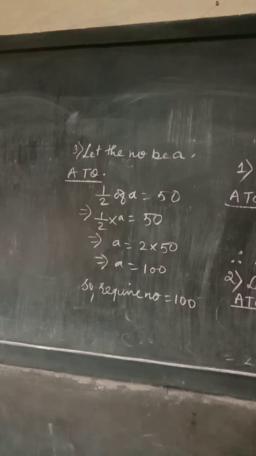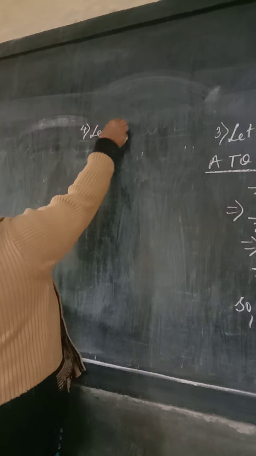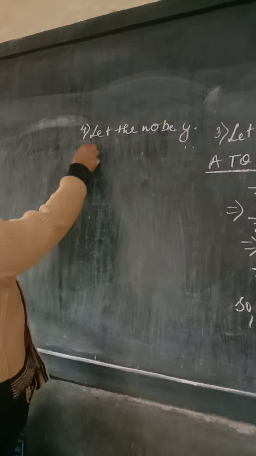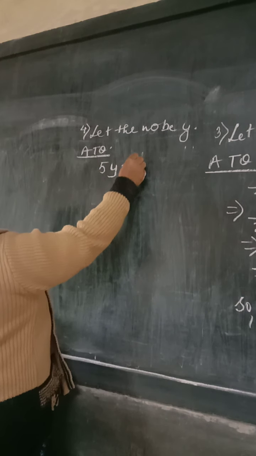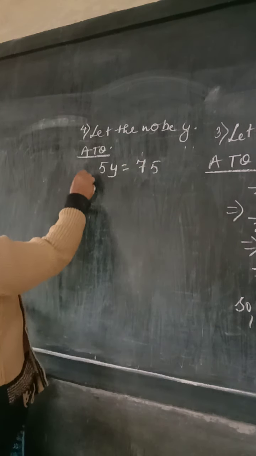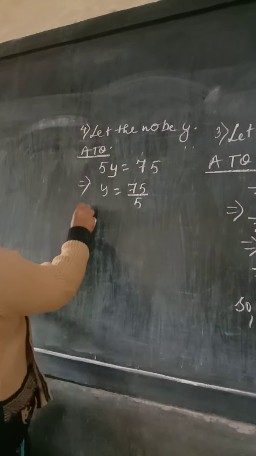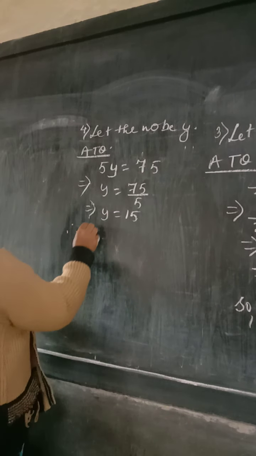Question number 4 says 5 times a number is 75. Find the number. So let the number be y. According to the question, 5y is equal to 75, or y is equal to 75 by 5, y is equal to 15. So the required number is 15.